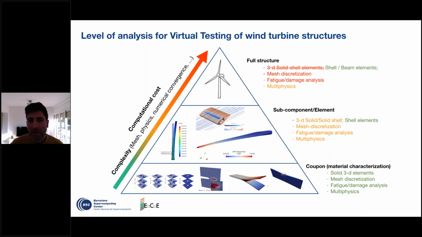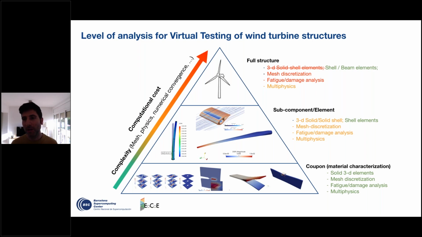And here this pyramid is particularly focused on virtual testing, no? So at the bottom level we could have the material characterization, and with these properties we are able to fit all the numerical simulations. These numerical simulations at this level usually are, I would say, cheap, and everyone can do these simulations. Everyone can use sophisticated meshes, also 3D elements, fatigue damage analysis, and whatever.